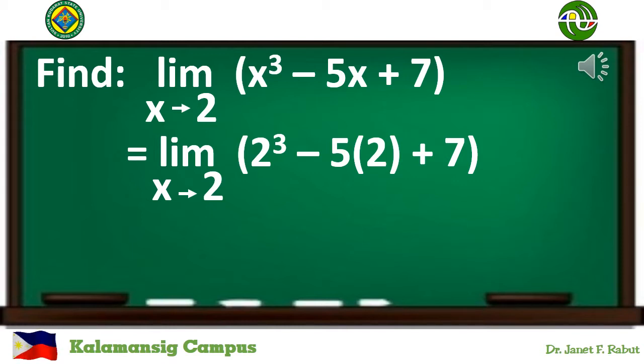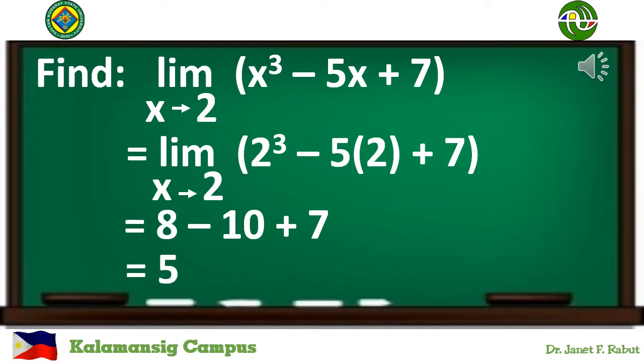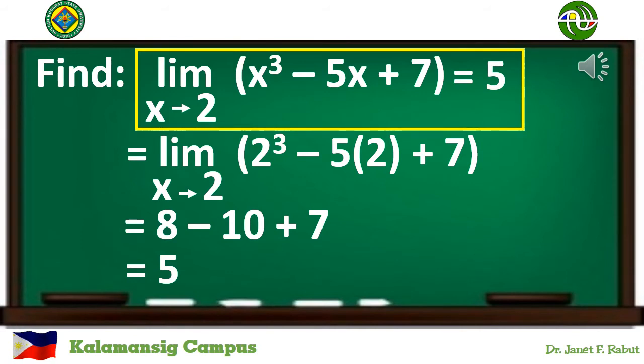This is equal to 8, which comes from 2 cubed. Now, I multiplied 2 three times. Minus 5 times 2, that is 10, plus 7. Then when you operate these numbers, we will get 5. Therefore, the limit of x cubed minus 5x plus 7 as x approaches 2 is equal to 5.